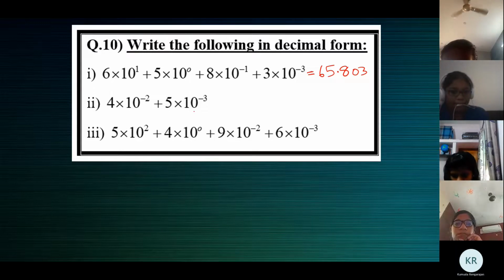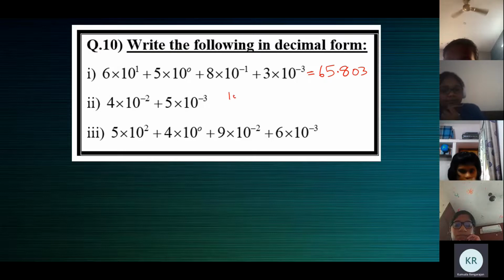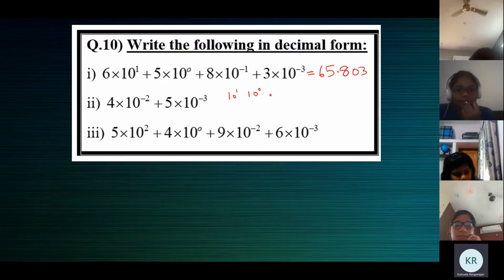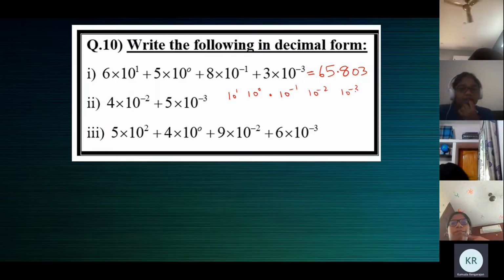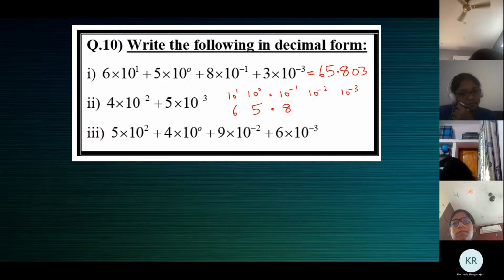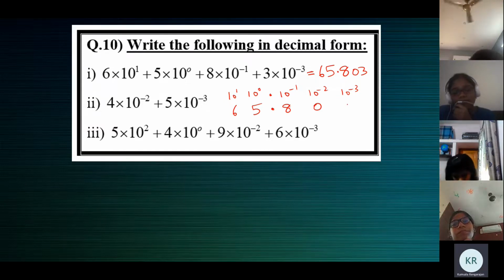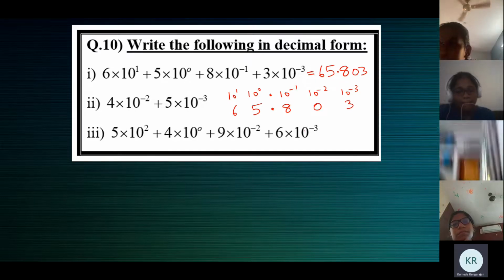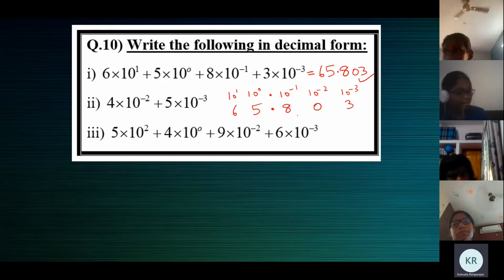Because we have 10 to the power 1, 10 to the power 0, decimal point, 10 to the power -1, 10 to the power -2, 10 to the power -3. So under 10 to the power 1, we have 6. The digit under 10 to the power 0 is 5. Decimal point. The digit under 10 to the power -1 is 8. Under 10 to the power -2, we have nothing, so 0. And then under 10 to the power -3, it is 3. So the decimal number is 65.803. If you have this, you are right. Very good, Harshita.